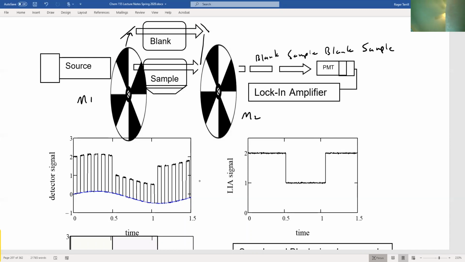And what I'm trying to illustrate in this figure on the lower left here is the idea that this could be blank, and this could be sample, right? Actually, I realize there's a little bit of a defect in the way I did this. This is actually for a slightly different design. But anyhow, let's just do it like this. So there's blank and then there's sample.